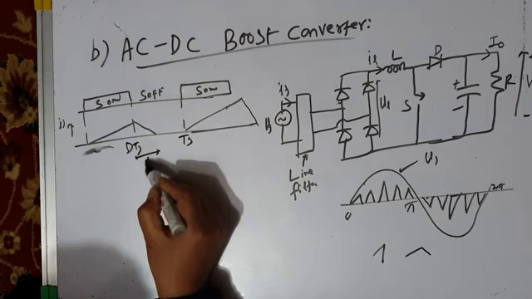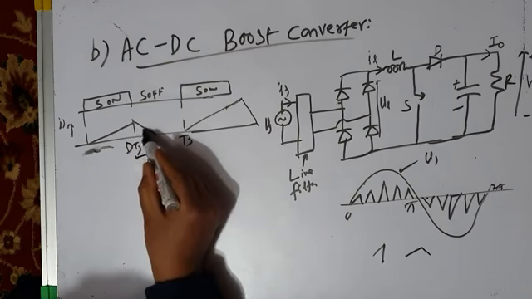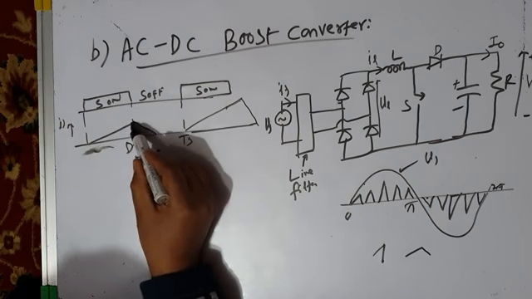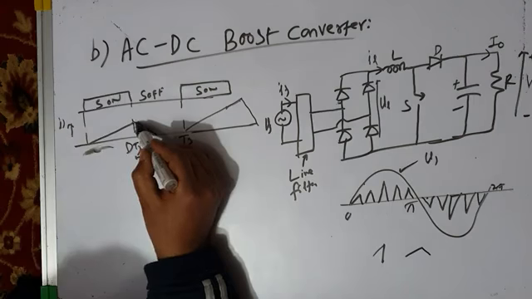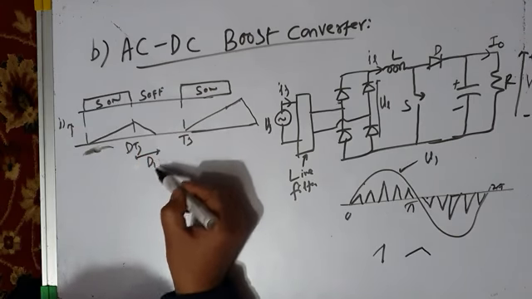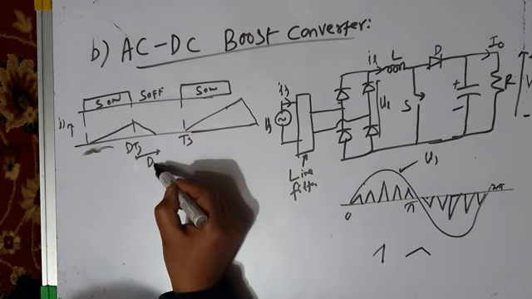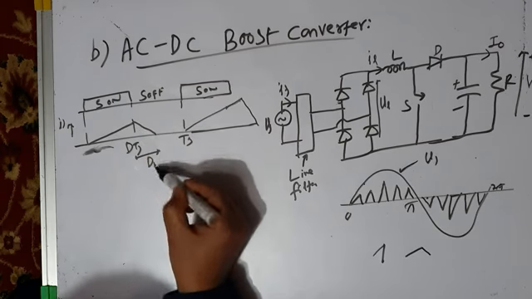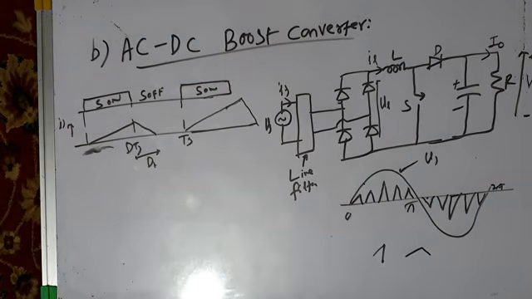ये D1 है. What is D1? D1 is the inductor discharge time. During this period, current through the inductor increases, the inductor charges. And during this period, the current through the inductor decreases, the inductor discharges. And the period or ratio, the time ratio during which the inductor discharges, that's called D1. That is D1.